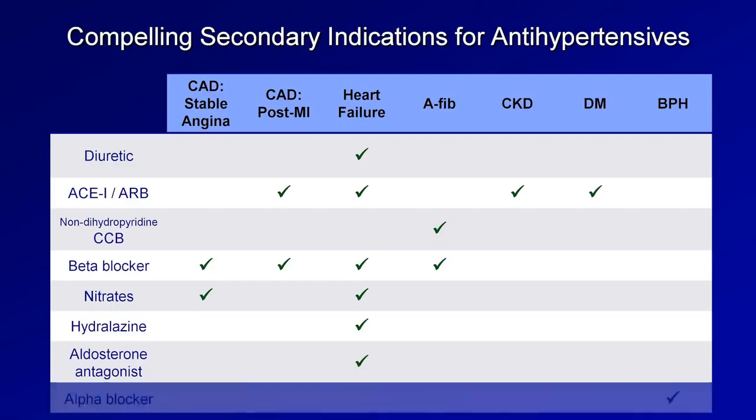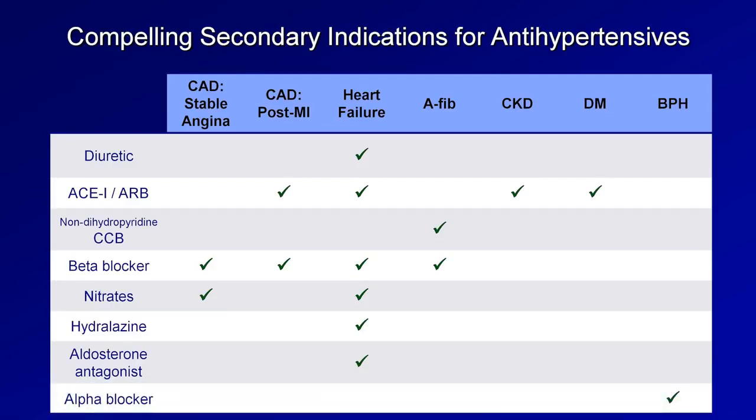And finally, the primary indication for alpha blockers is actually not hypertension, but rather treatment of urinary difficulties associated with benign prostatic hypertrophy. The blood pressure lowering effect is oftentimes just a secondary benefit.